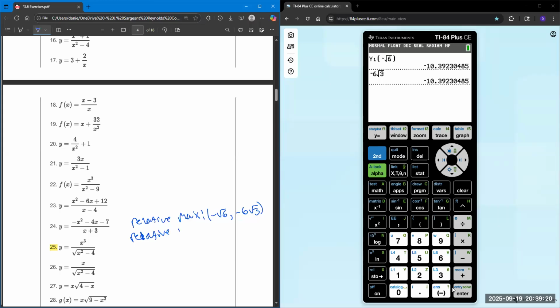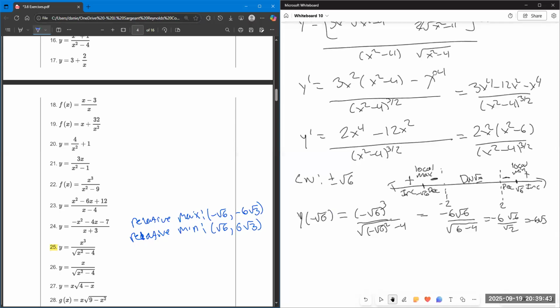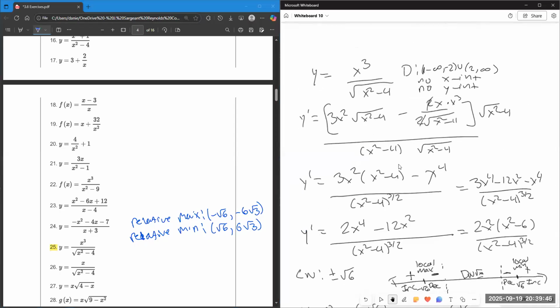This is an odd function. So I already know this is going to be root 6 and then 6 root 3, because it's going to have reflection, negative x, negative y. Since it's an odd function, I don't even have to calculate that one. So let's go ahead and sketch my graph. Let's see, what else should I write down over here? No x-intercept.